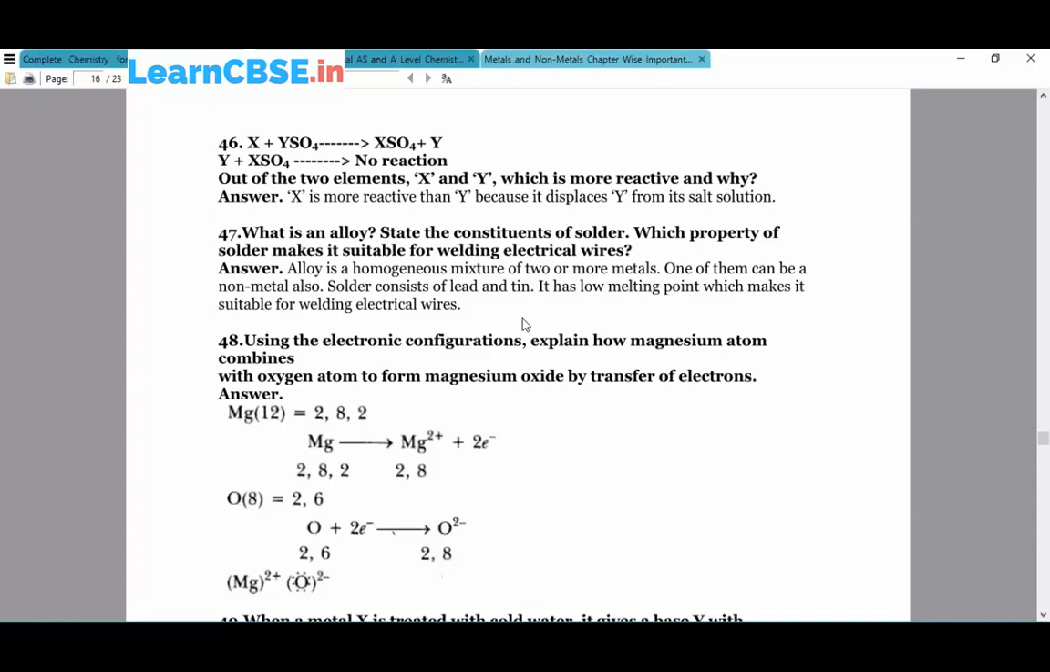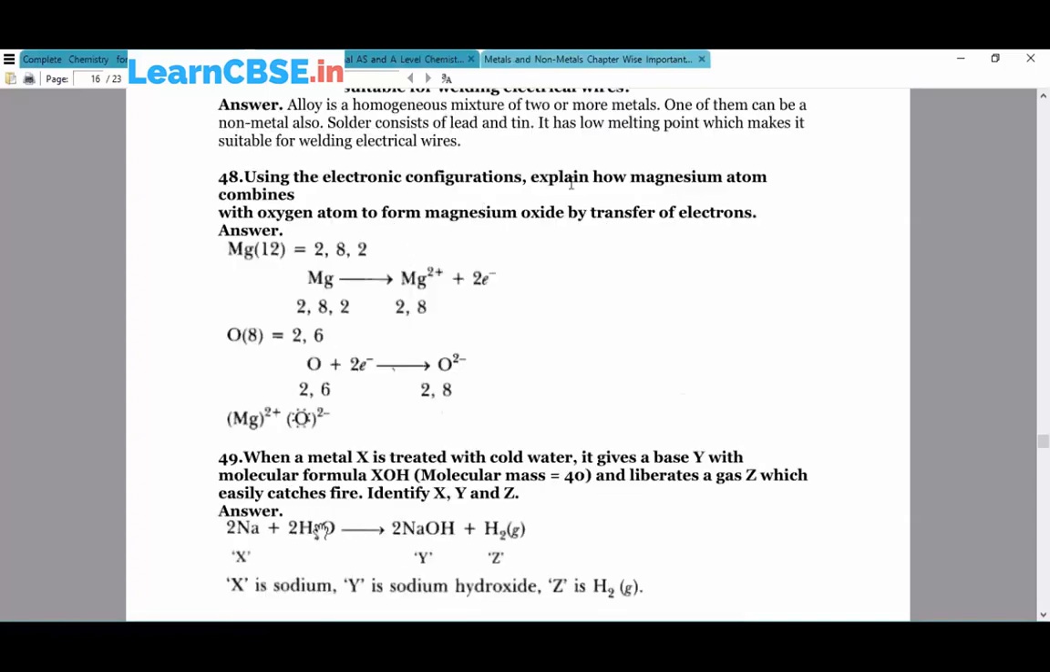Using electronic configurations, explain how a magnesium atom combines with an oxygen atom to form magnesium oxide by the transfer of electrons. Magnesium has atomic number 12, so its electronic configuration is 2,8,2. So there are 2 electrons in the outermost shell. Magnesium easily loses the 2 electrons, forms Mg2+, and gets the octet configuration.